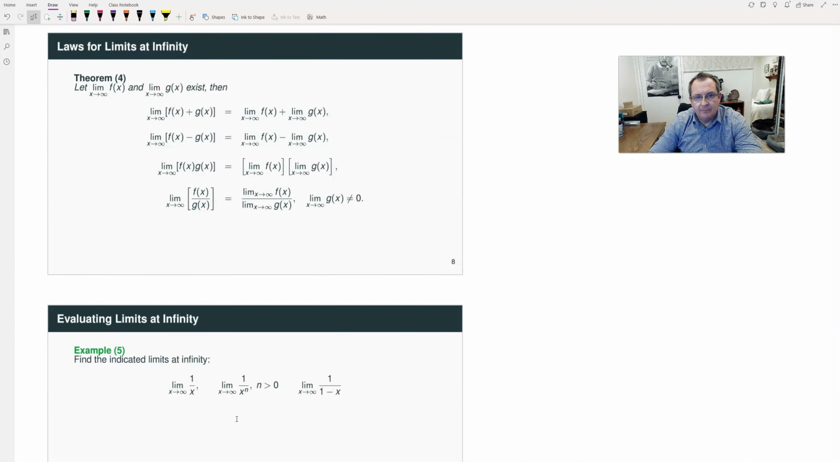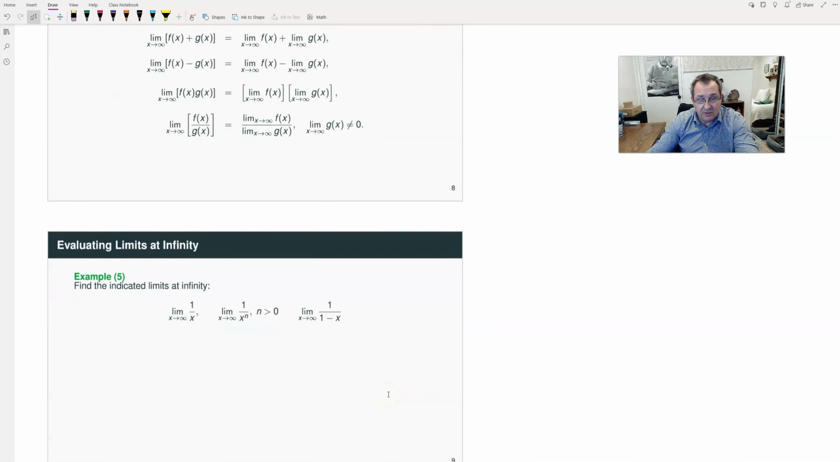Limit laws are very useful for evaluating limits in practice. In the following, we will consider a few examples where we will use limit laws to evaluate limits, and we also will use other reasoning. So let's start with the simple example where we don't really need limit laws just yet. We will just consider other reasoning.